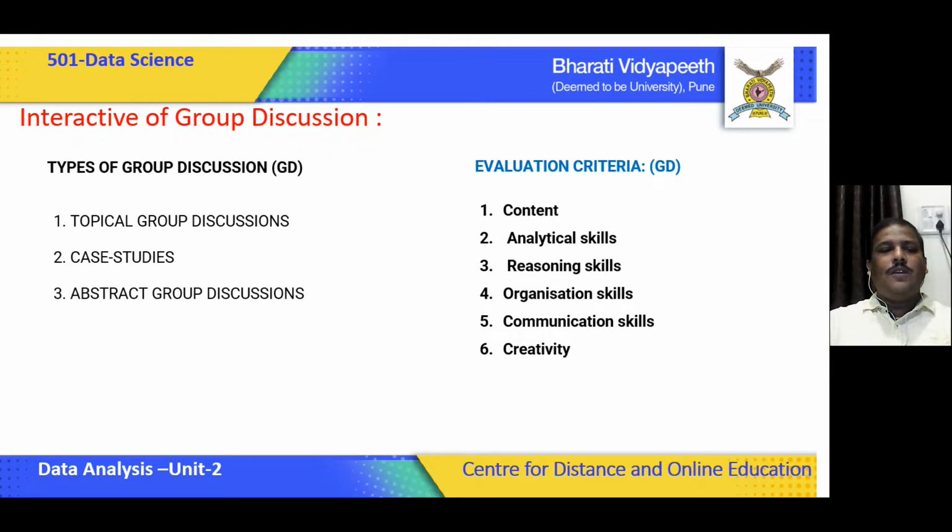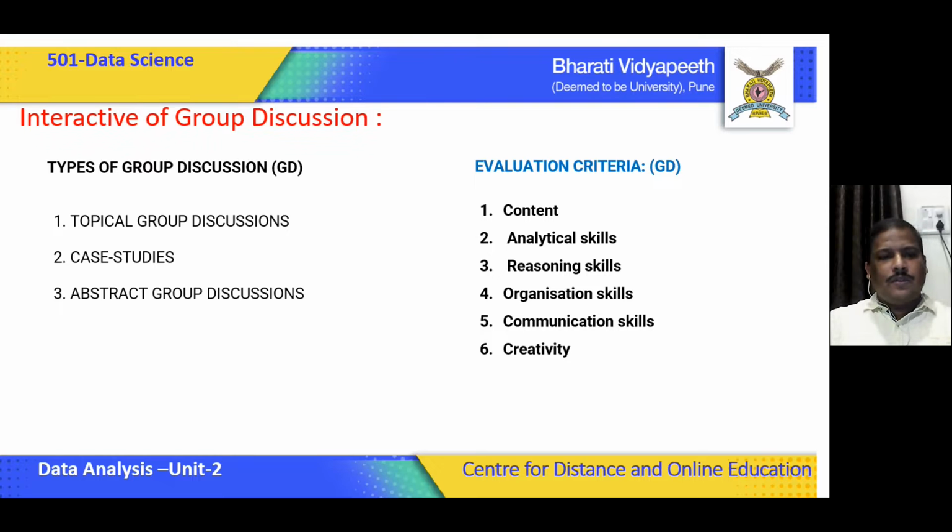Abstract group discussion means you don't know the topic instantly. Before conducting the group discussion, we don't know the topics exactly, and after that you get involved and explore different kinds of thoughts and ideas. That time we can have abstract group discussions. So these are the different kinds of discussions. Why are we going for them? Because when we go for mining or data analysis, sometimes we need group discussions also.